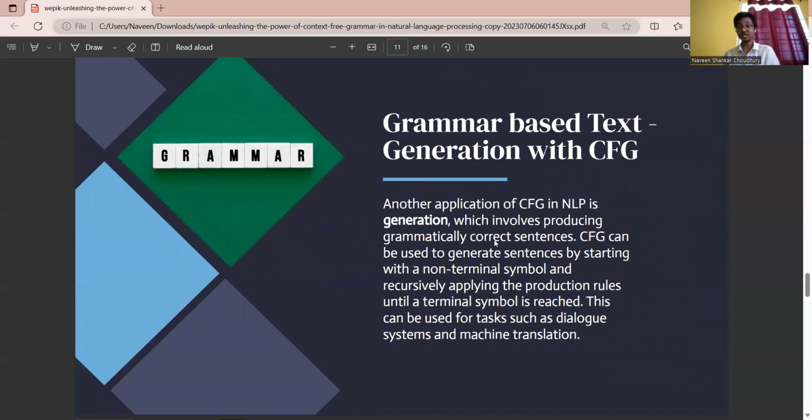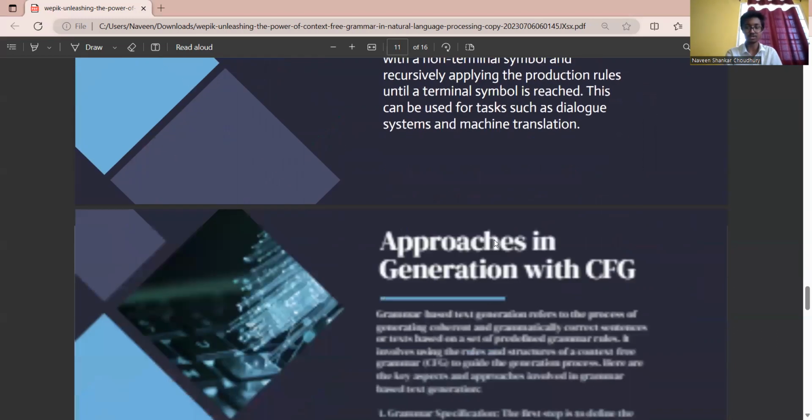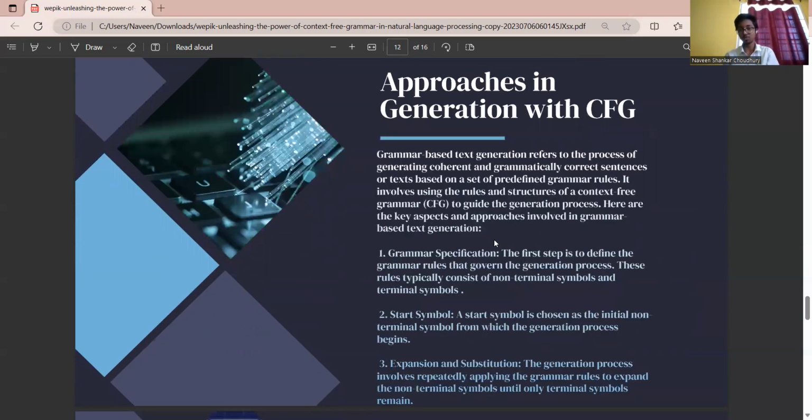Next up is grammar-based text generation with CFG. Another application of CFG in NLP is generation, which involves producing grammatically correct sentences. This can be done by starting with a non-terminal symbol and recursively applying the production rules until a terminal symbol is reached. This can be used for tasks such as dialogue systems and machine translation. There are various approaches.